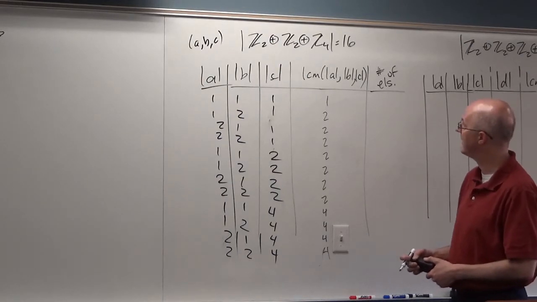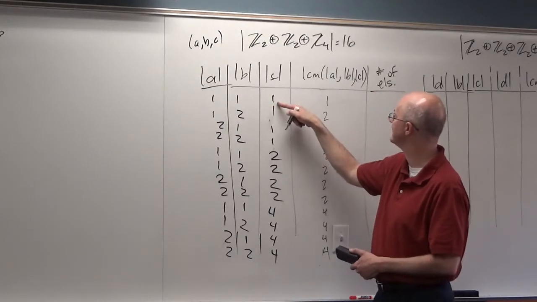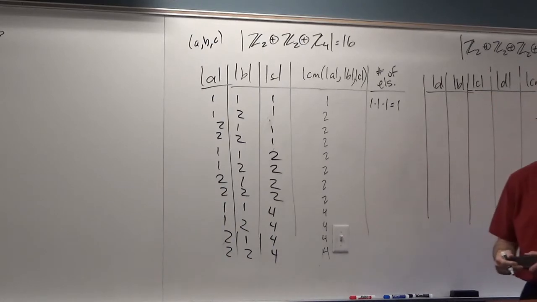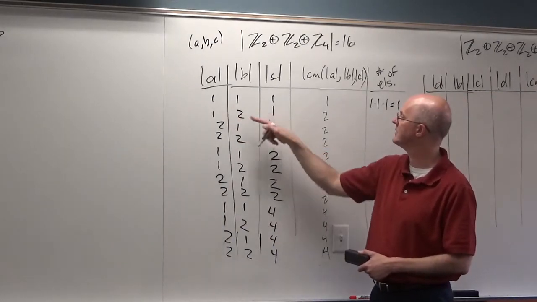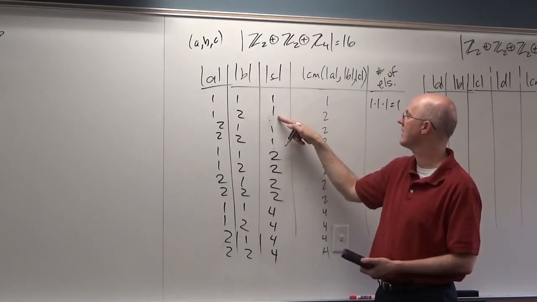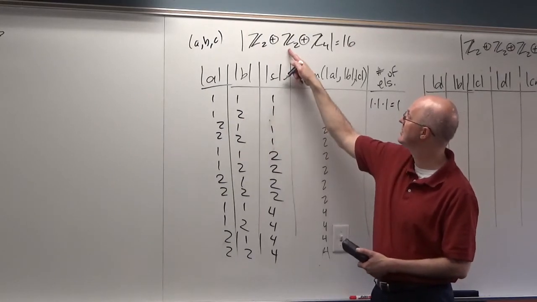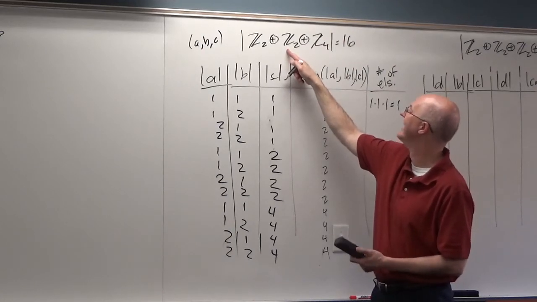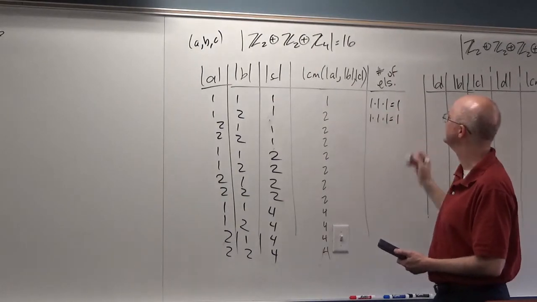Number of elements, how do you think about it? You go back here. Each of these has order 1 in this case. There's only one element of order 1. It's the identity, which we already knew. Go to the next row. 1, 2, 1. There's one element of order 1, 0. One element of order 1 over here, 0. Also one element of order 2. B is in Z2. The element of order 2 in there is 1. So we get 1 times 1 times 1 is 1.